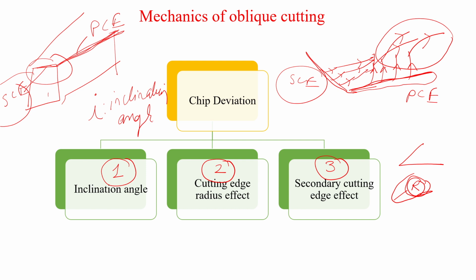What is this new plane? This new plane is the plane in which the actual chip is flowing. And why is the actual chip flowing in that plane? Because of all these effects: inclination angle effect, cutting edge radius effect, and secondary cutting edge effect. Now we need to search for that new plane in which the chip is actually flowing, so that we can calculate all the angles, right? So this was the concept behind why we are calculating the new angles. For example, the normal shear angle, effective shear angle, effective rake angle, true rake angle. Why is there a need to calculate again if we have already calculated in the normal plane and orthogonal plane? This is the reason: the chip deviates into that particular plane.